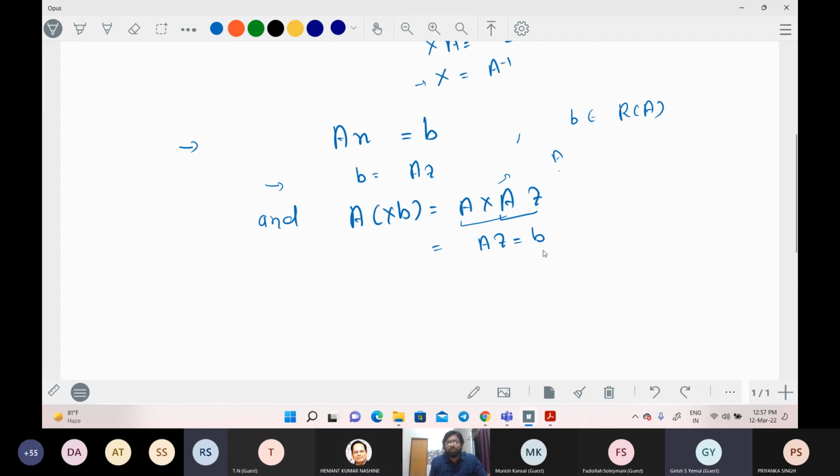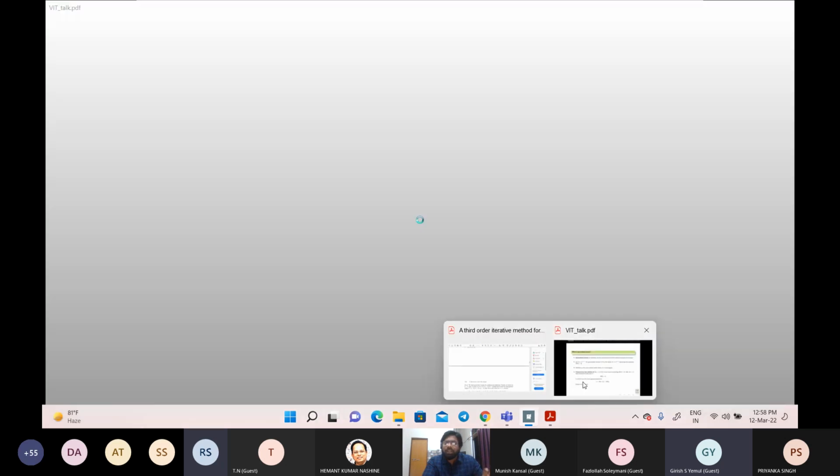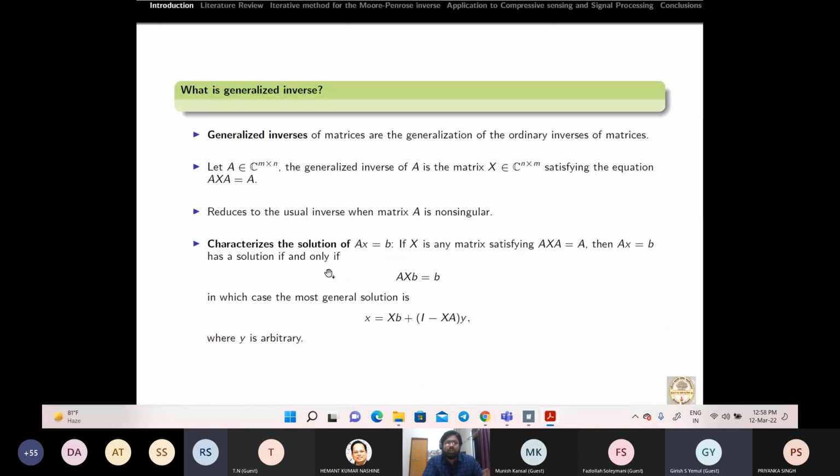So what we have proved is that AXb is equal to b. It means this satisfies the linear equation Ax equals b. So I can say that Xb is a solution of the linear system of equations Ax equals b. Finally, we can conclude that this generalized inverse solves the linear system of equations Ax equals b.